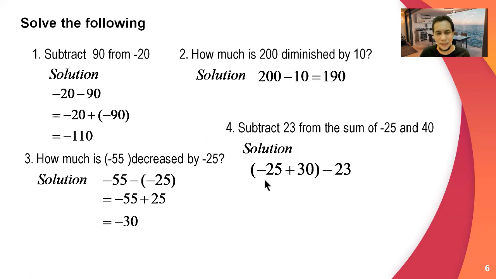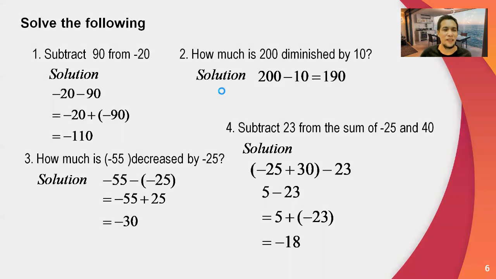So we will add negative 25 plus 30. Obviously, opposite in sign, subtract 30 minus 25. That's positive 5. Positive 5 plus negative 23, minus 23, meaning plus the opposite of positive 23, which is negative 23. Obviously, the answer would be negative 18. Okay. So any question? Clear?